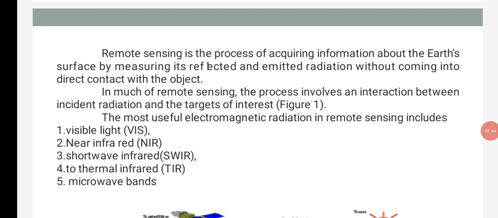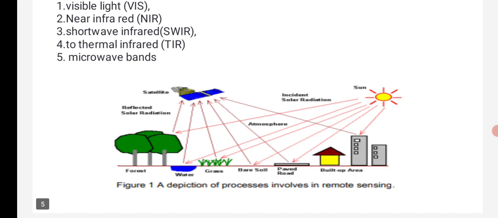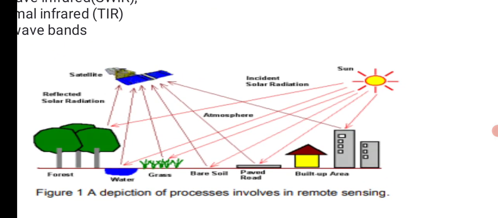Remote sensing is the process of acquiring information about the Earth's surface by measuring its reflected and emitted radiation without coming into direct contact with the object. In much of remote sensing, the process involves an interaction between incident radiation and the target of interest. The most useful electromagnetic radiation in remote sensing includes visible light, near-infrared, short-wave infrared, thermal infrared and microwave bands. So this is a sample diagram depicting the process involved in remote sensing.